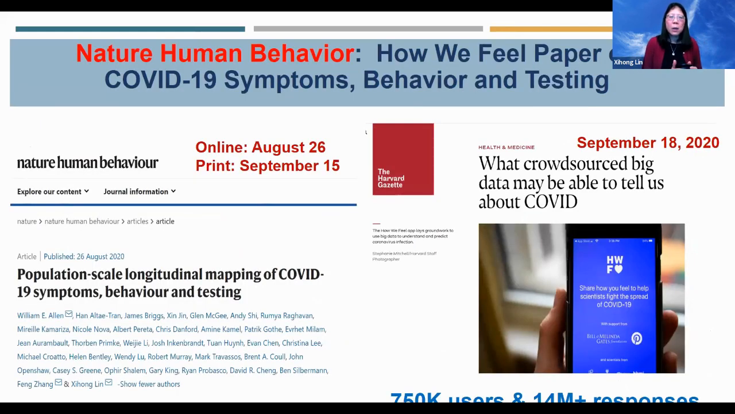And then we also launched an app in the spring. We call it the How We Feel app. And so this app collects the information of the symptom and the test result and also the behaviors. And so we had over 750,000 users and also 14 million responses. So the first paper was published in Nature Human Behavior. So those are the major findings.